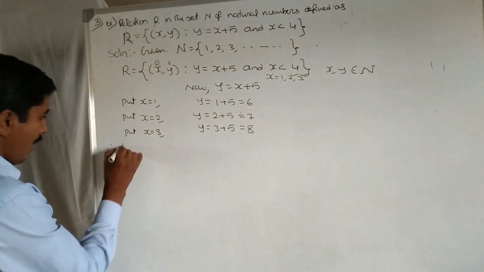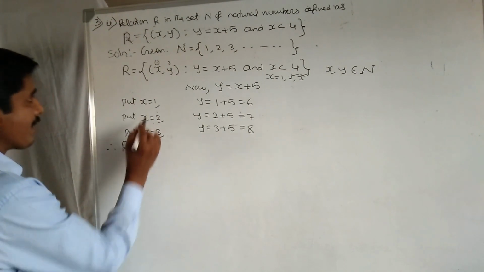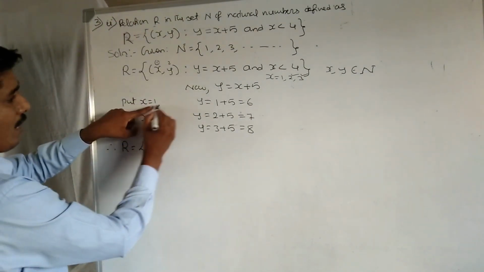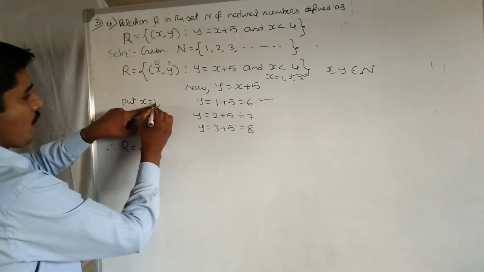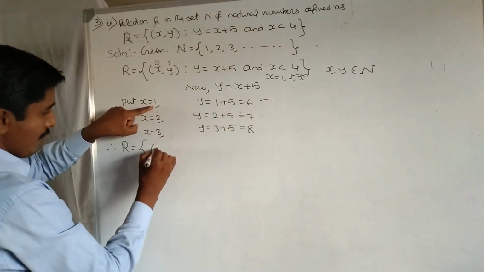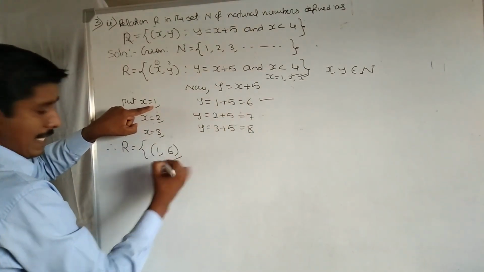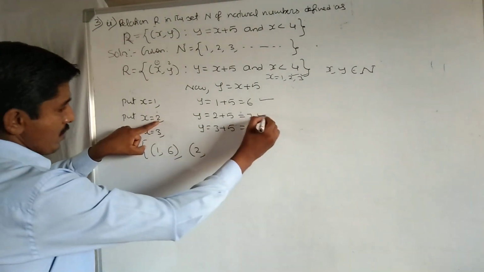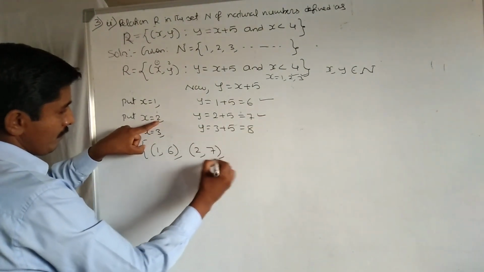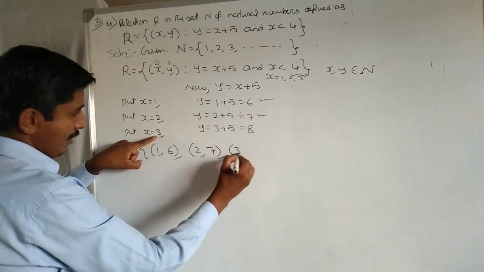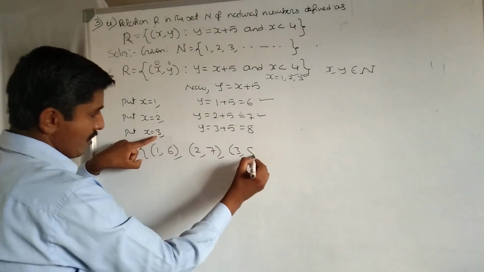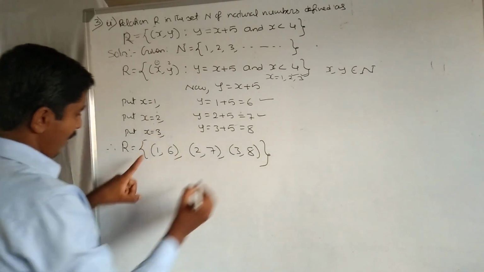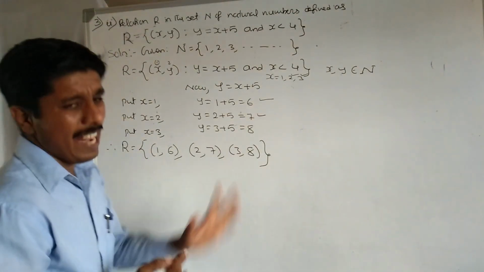Therefore, relation equal to (x, y). X value with corresponding y value: x equal to 1, y equal to 6. Next, when x equal to 2, corresponding y value 7. When x equal to 3, corresponding y value 8. The relation contains only 3 elements.